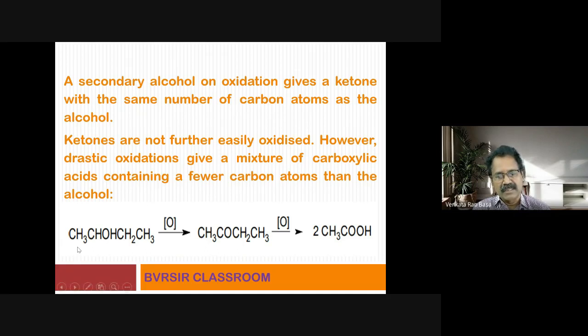You observe this one, CH3CHOHCH2CH3. It is a secondary alcohol. 1, 2, 3, 4 carbon atoms are there. Here, it is a ketone, 1, 2, 3, 4 carbon atoms. But this is a carboxylic acid. It has a lesser number of carbon atoms, like this. That is the test for a secondary alcohol.